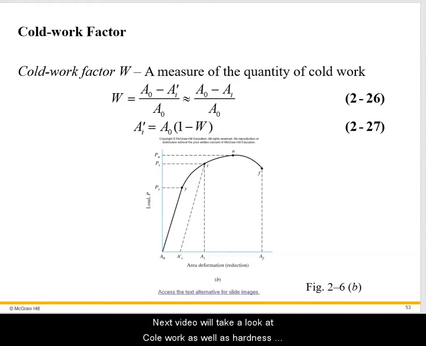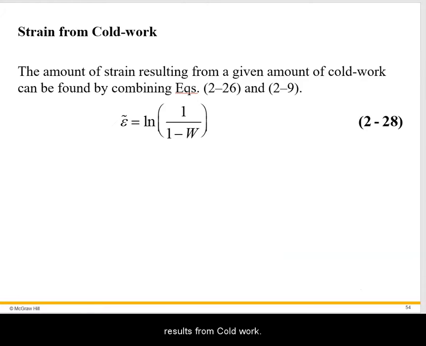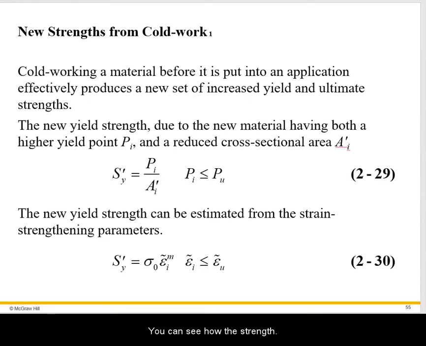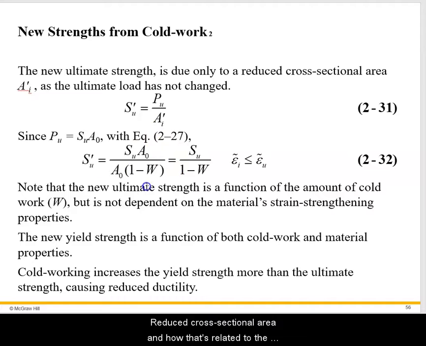In this video, we'll take a look at ColdWork as well as hardness. I want to highlight that in the text, they clearly walk through the ColdWork factor, and this can be applied to a number of different materials. You can look at the strain that results from ColdWork. You can see how the strength can be found based on the new reduced cross-sectional area, and how that's related. So the ultimate strength here is a function of the ColdWork factor and the original ultimate strength of the property.